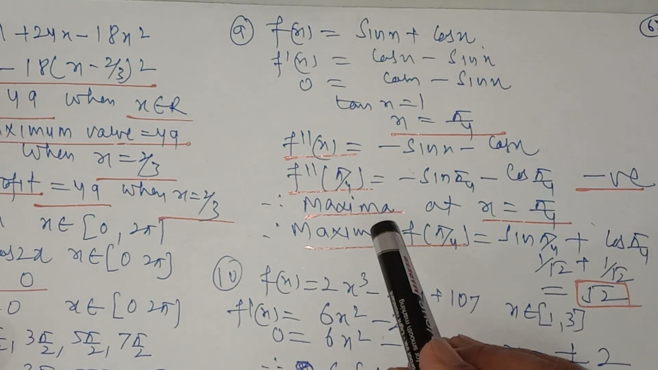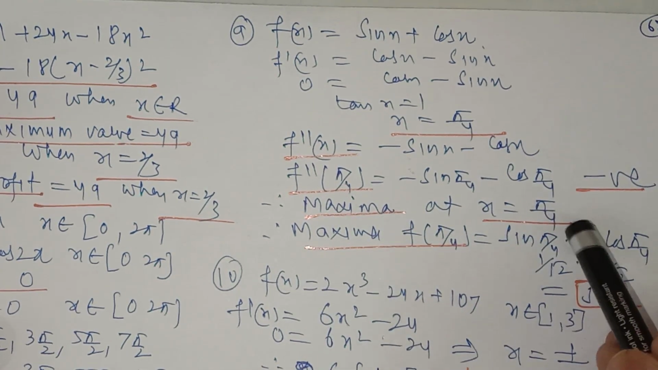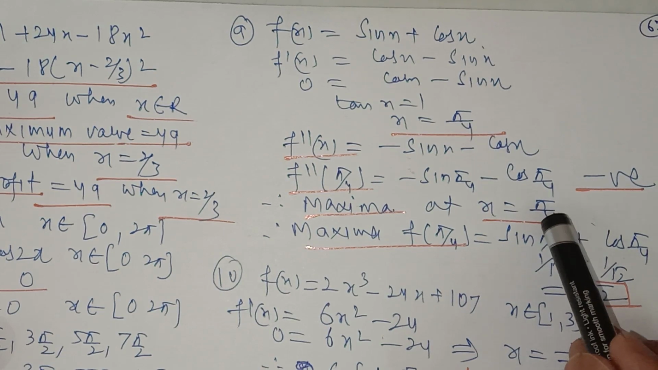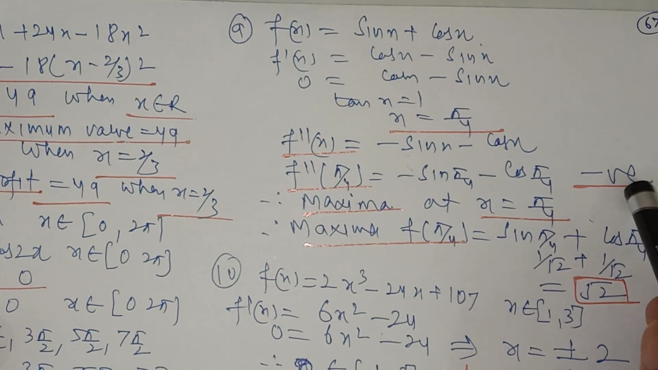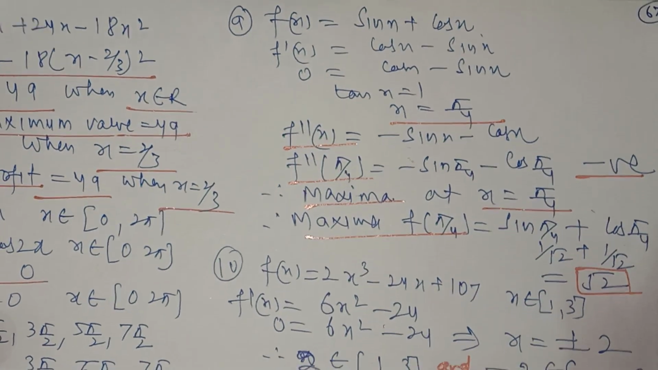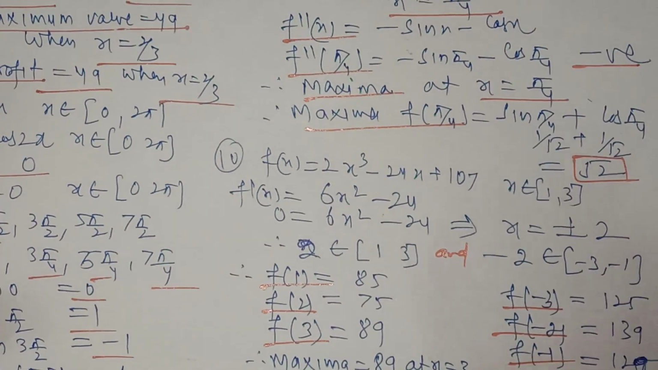So we have local maxima at x equal to pi by 4, whose value can be obtained by putting x equal to pi by 4 in the original function f(x). Because the second derivative is negative, we have local maxima at x equal to pi by 4.